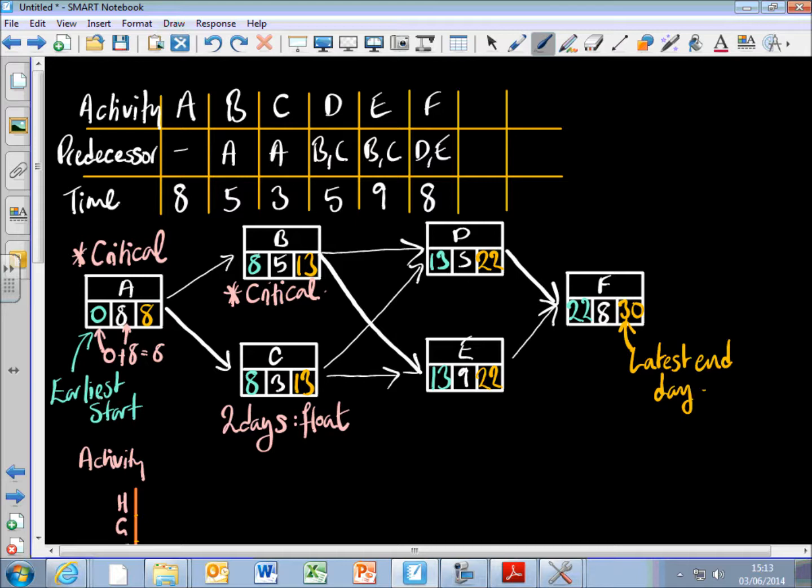Okay, so let's have a look at D. D, we've got some float time on as well. 13 plus 5 is 18, so the float on D is 4 days. There's 4 days spare, 4 days leeway on D. 13 and 9 is 22, so E is critical. And F is critical as well. 22 add 8 is 30, so this one's critical.